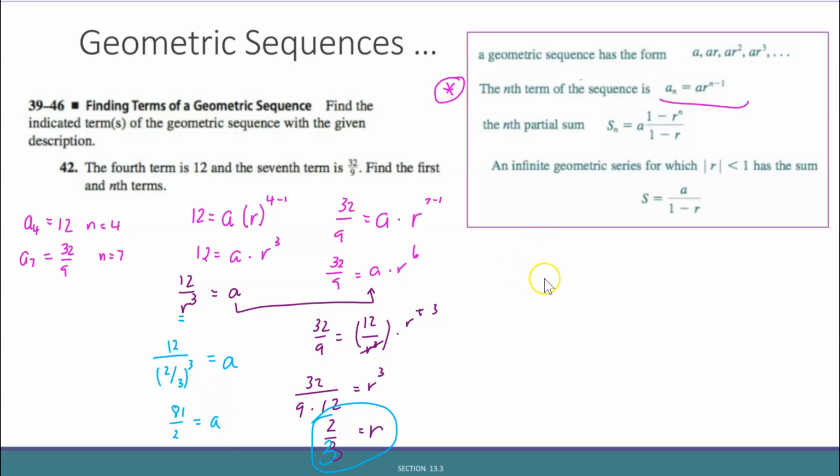They wanted us to find the first term. So the answer: our first term is 81/2. Then they want us to find the nth term. So the nth term, we go to our formula here. We're going to take our first term, A, 81/2, and multiply that by our R value, which is 2/3. And since it's the nth term, we don't have a value for n. We just leave it as n, n minus 1. And there's problem 42.